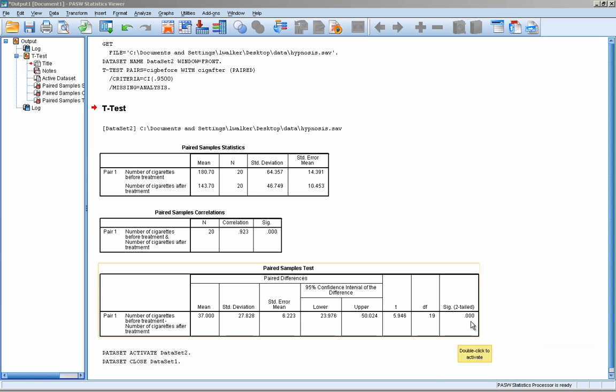And our last thing that we look at is our p-value, and so our p-value of 0.000 is telling me that there is actually a significant difference here. So there is a significant difference in the number of cigarettes before and after our hypnosis.